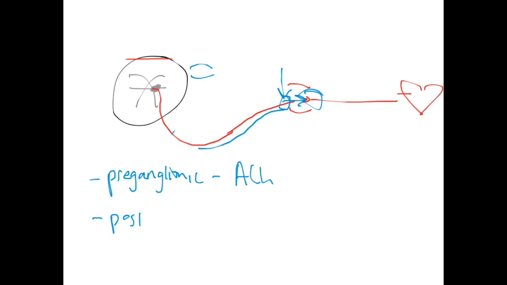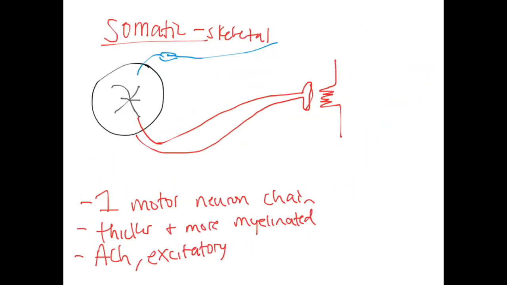Your postsynaptic neuron, and we'll get into a little bit more detail on that in a few minutes, can either use ACH, or it might use norepinephrine. So that word is norepinephrine. Sweet. All right, so that's the difference between our somatic and autonomic motor chains.